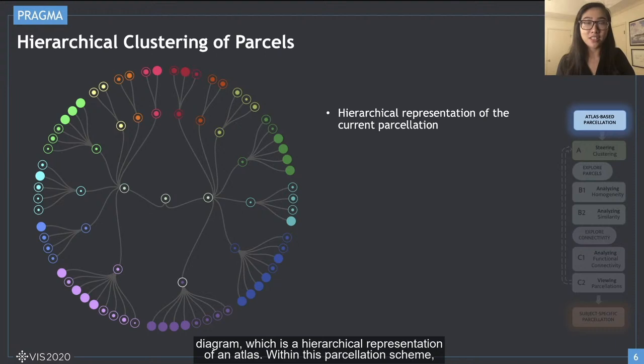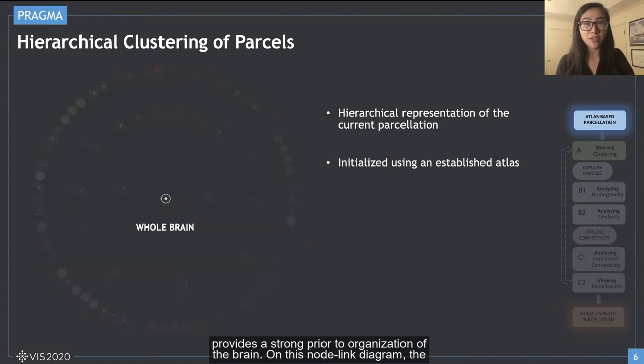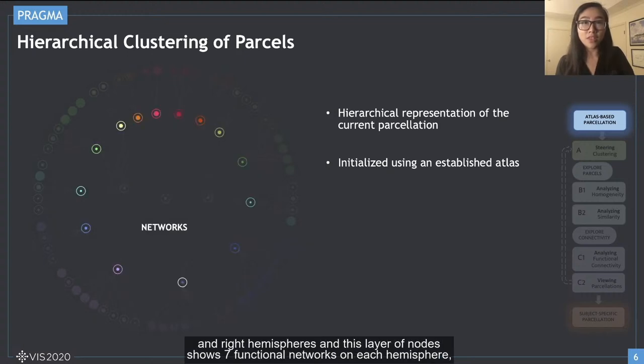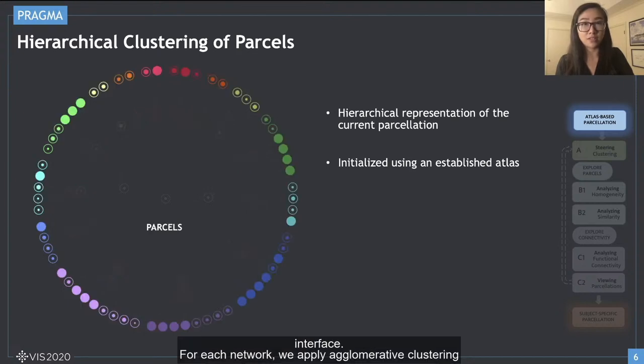Within the parcellation scheme, each node represents a parcel. The atlas, whether anatomically or functionally driven, provides a strong prior to organization of the brain. On this node link diagram, the root node represents the whole brain. The next layer splits the parcels into the left and right hemispheres. And this layer of nodes shows 7 functional networks on each hemisphere as given by the starting atlas. From this point outwards, the nodes are color-coded by their network, and this coloring scheme is matched across all the other views on the interface.